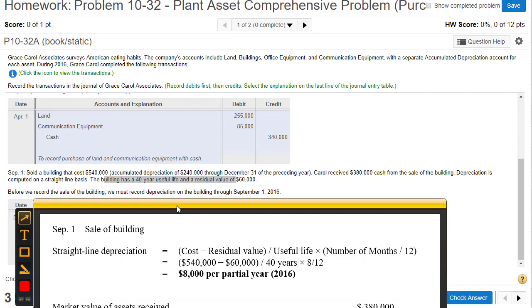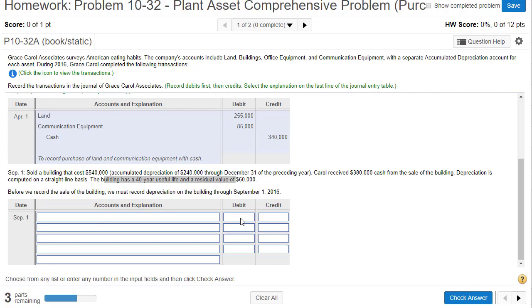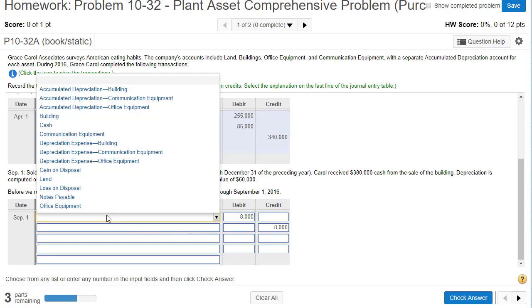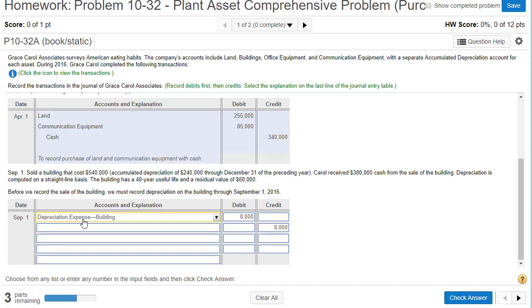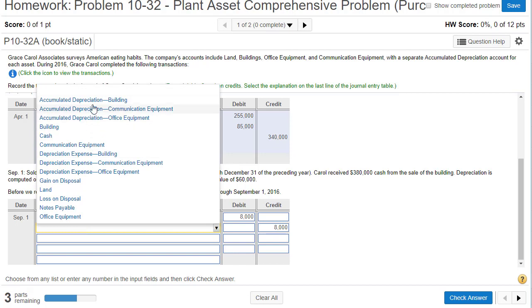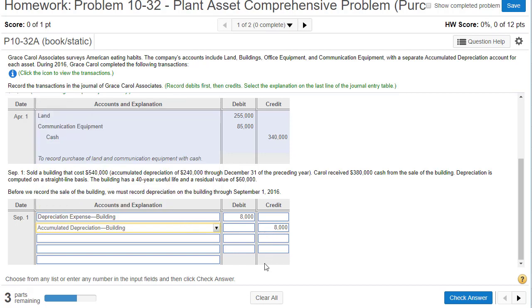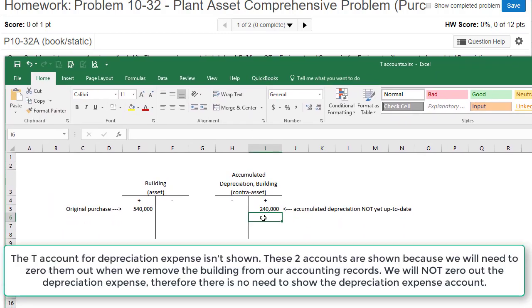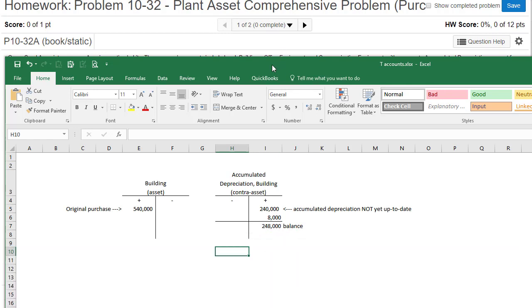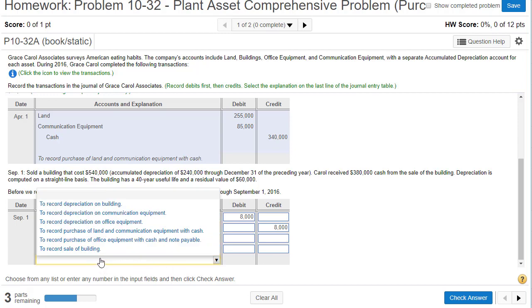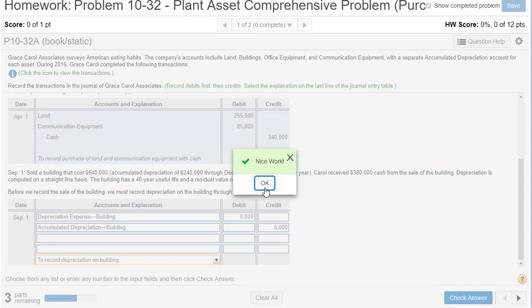So we have to record depreciation of $8,000. So we have depreciation expense on the building. It's an expense, so it's increasing, so that's why it's being debited. Accumulated depreciation on the building is being increased by $8,000. That's a contra asset. So let me update my T account. So we've got $8,000. And now we've got a balance of $248,000. To record depreciation on the building. All right.